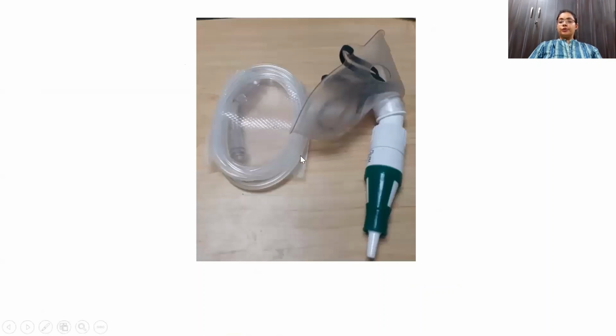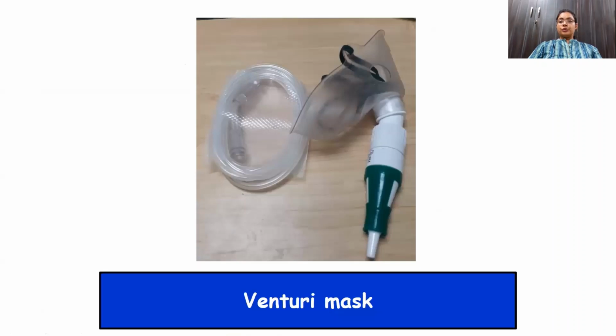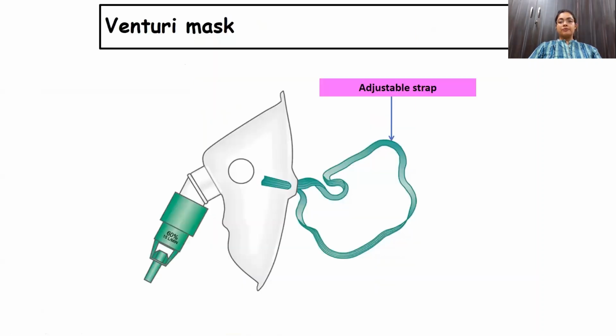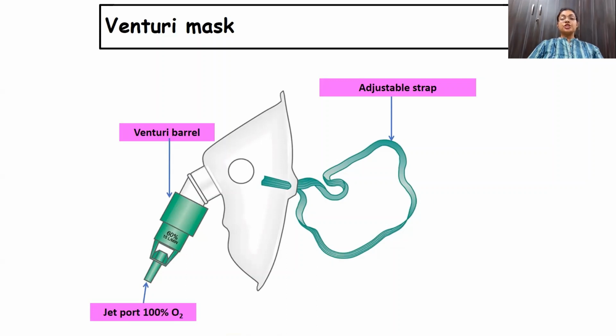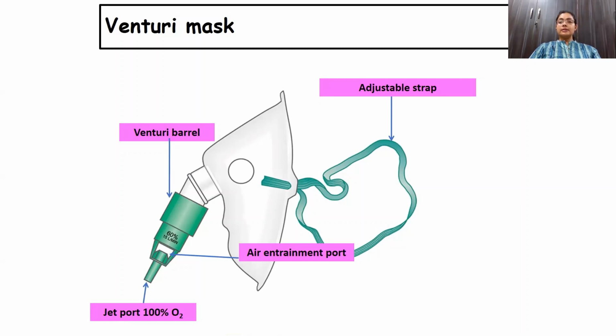Another useful device is a Venturi mask. This also looks like a simple oxygen mask, but it has a venturi barrel fitted. The straps and everything else are the same, but you have a venturi barrel over here. There is a jet port which is used to connect to oxygen, and you have air entrainment ports.